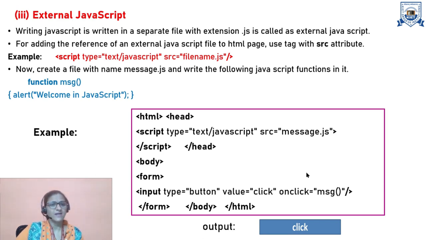So this way we are combining the external JS with an HTML document. It is making our code smaller, compact, easy, and simple to find. That is the benefit of external JS.